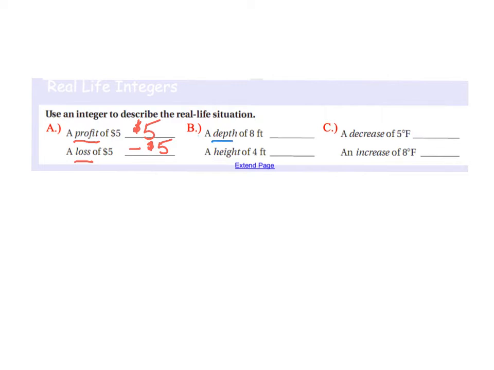Let's look at letter B. A depth of 8 feet. Depth is below the water, so it's -8. Where height is above, there's a +4. Let's look at letter C. A decrease, so that would be a -5. An increase would be a +8.